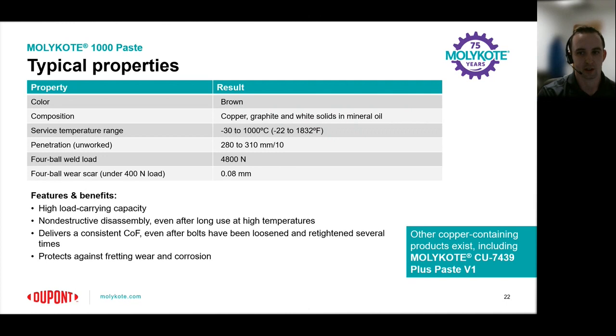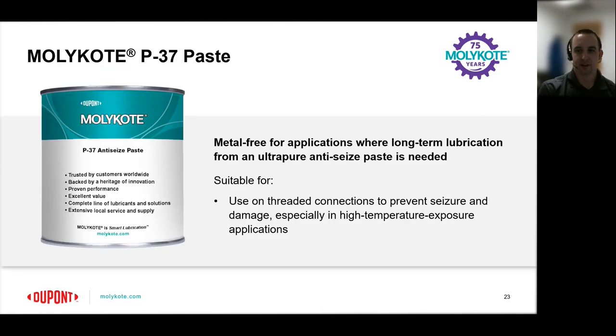With this synergistic composition, it can provide great load carrying properties while maintaining a low coefficient of friction. Even after the bolts are loosened and retightened several times, it can do this and protect against fretting, wear, corrosion, and other important features for threaded fasteners. MOLYKOTE has other products that contain copper. These include the CU 7439 Plus paste V1 and more. And then finally, for the 4 go-to products, we have the MOLYKOTE P37 paste.